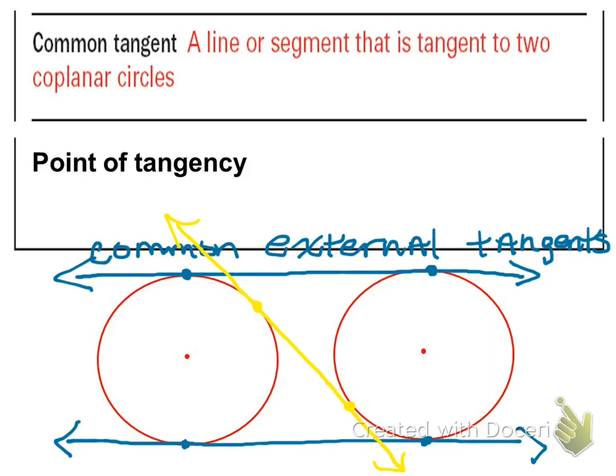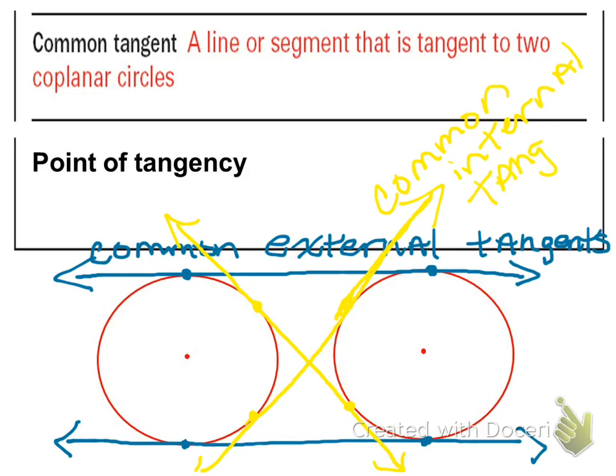I could draw one more from the other side, tangent to this first circle, and then tangent to the second circle. So I have a point of tangency here and a point of tangency here. These tangents that I've just drawn in yellow, these are what we call common internal tangents because they pass between the circles.